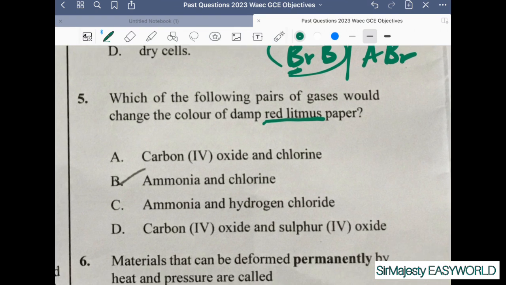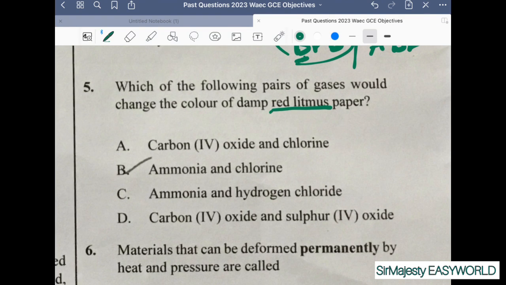Now, carbon(IV) oxide is an oxide of a non-metal. That's option A, which says carbon(IV) oxide. No, carbon(IV) oxide is an acidic gas and would turn blue litmus paper red, so it will not affect the color of red litmus. Chlorine, yes, will affect the color of litmus, but not because it's an acid or base; rather it will bleach it because chlorine is a bleaching agent. Now B says ammonia and chlorine.